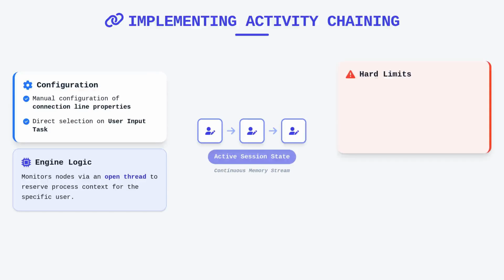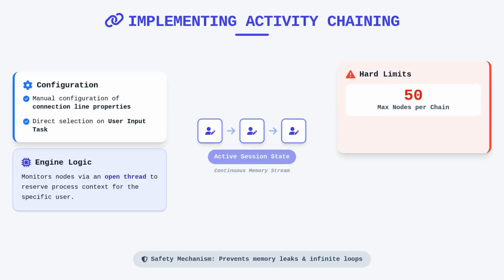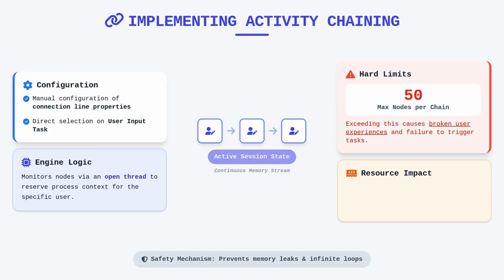There is a hard limit of 50 nodes in an activity chain, which is a built-in safety mechanism designed to prevent memory leaks and infinite loops. If you attempt to chain more than 50 nodes, the process will fail to trigger the subsequent tasks in the chain, leading to a broken user experience. Furthermore, each chain node consumes resources differently than an asynchronous node, as the system must maintain the session state in active memory until the chain concludes or hits an unchained node.